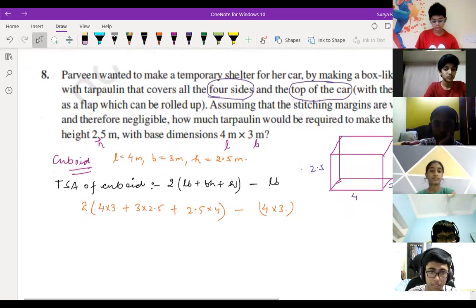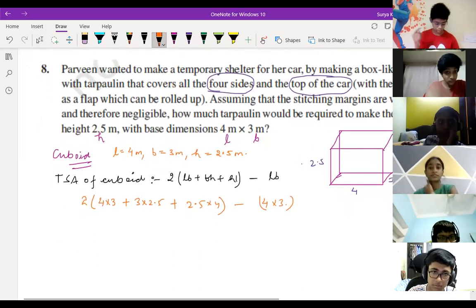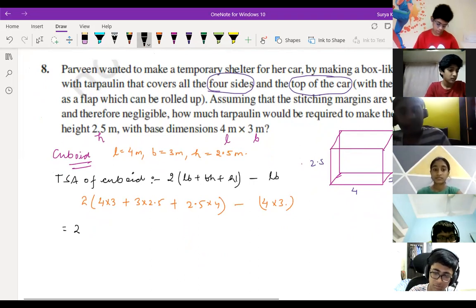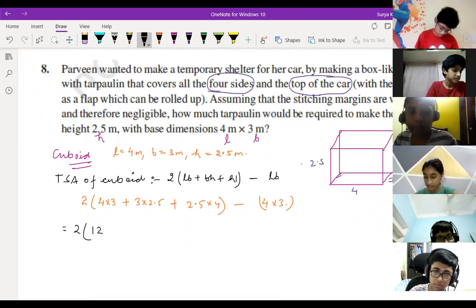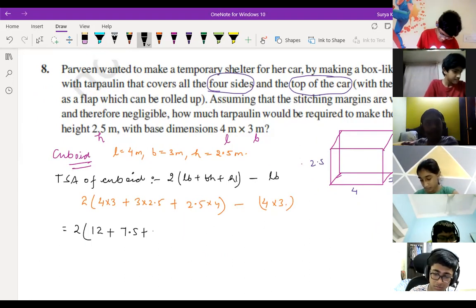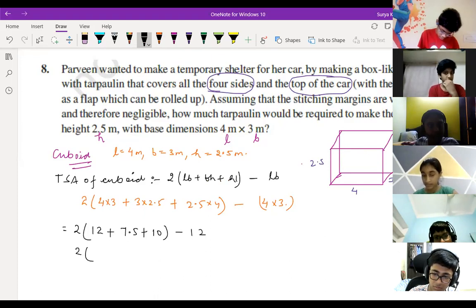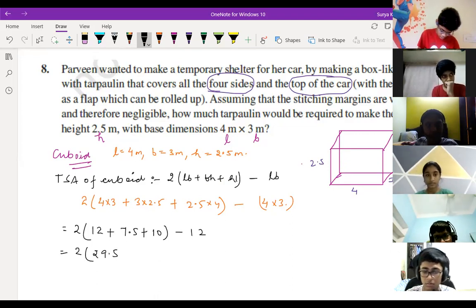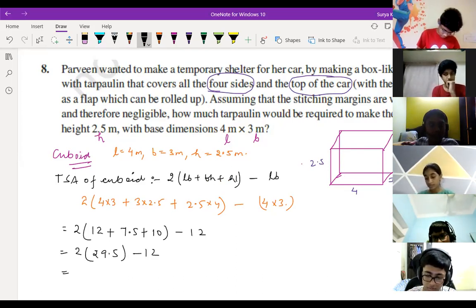Yes, sir. Now just multiply over here. Everything, just do 2 into 4 3s are 12 plus 7.5 plus 2.5 into 4 is 10 minus 12. So 2 into 12 and 10, 22. 22 and 7, 29.5. 29.5 minus 12. So 25.5.